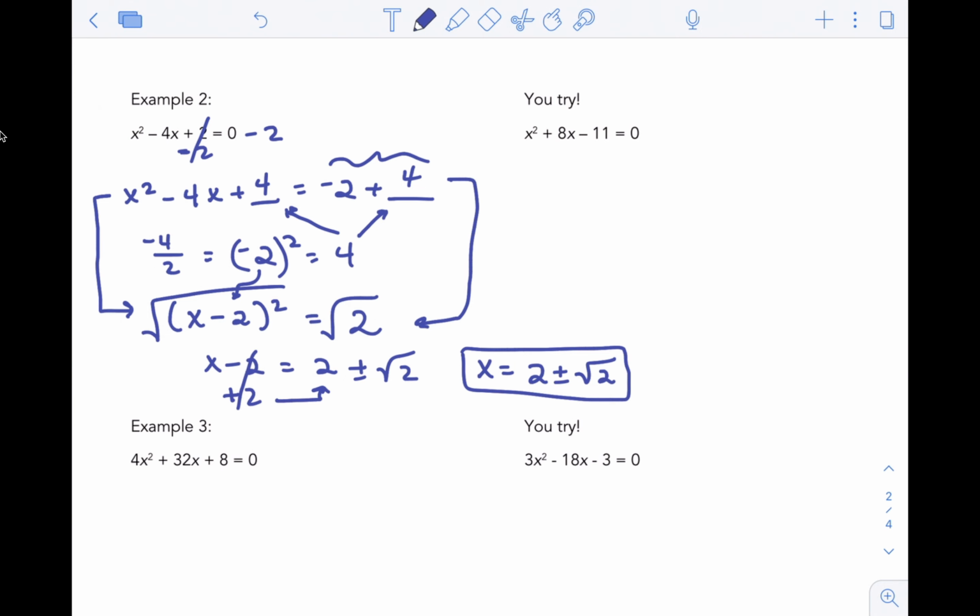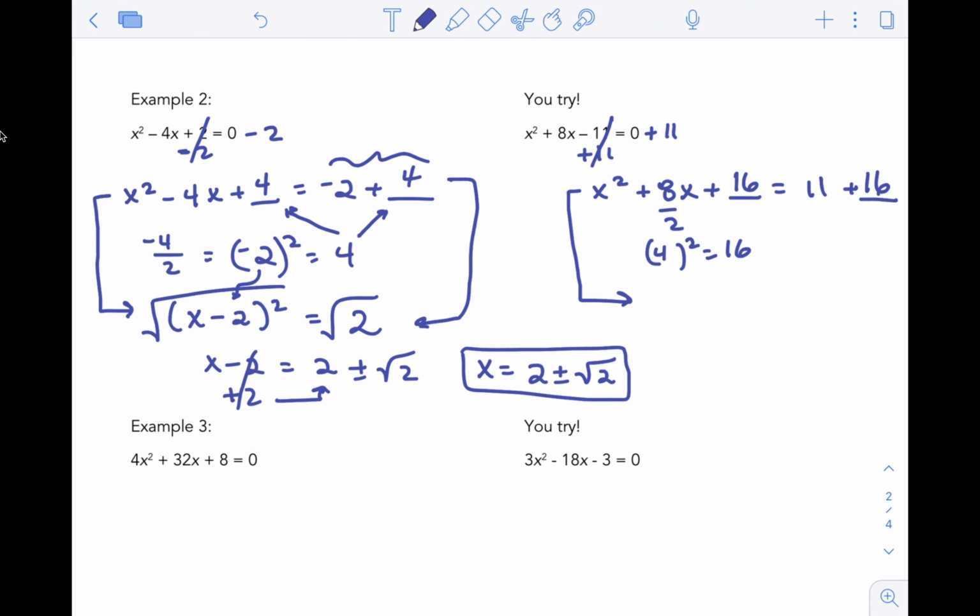x squared plus 8x minus 11. We start by kicking the 11 out and making room. x squared plus 8x plus blank equals that same 11 plus blank. Cut it in half and square it. 8 cut in half is 4. 4 squared is 16. So I'm adding 16 to both of those sides.